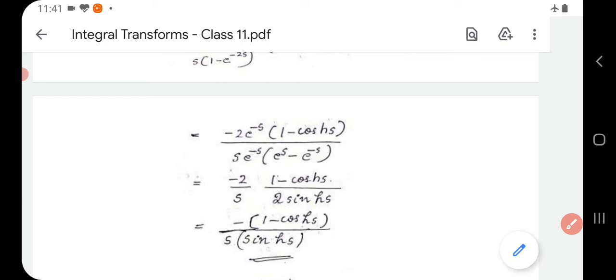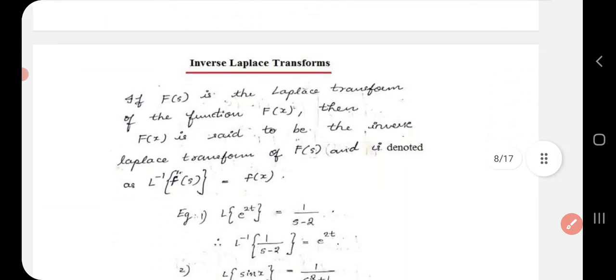Okay, now we will learn the next session, that is inverse Laplace transform. Till now we have studied Laplace transform. Now what will be inverse Laplace transform? Just the inverse or the reverse. If f of s is a Laplace transform of the function f of x, then f of x is said to be the inverse Laplace transform of f of s, and is denoted by L inverse of f of s equal to f of x.